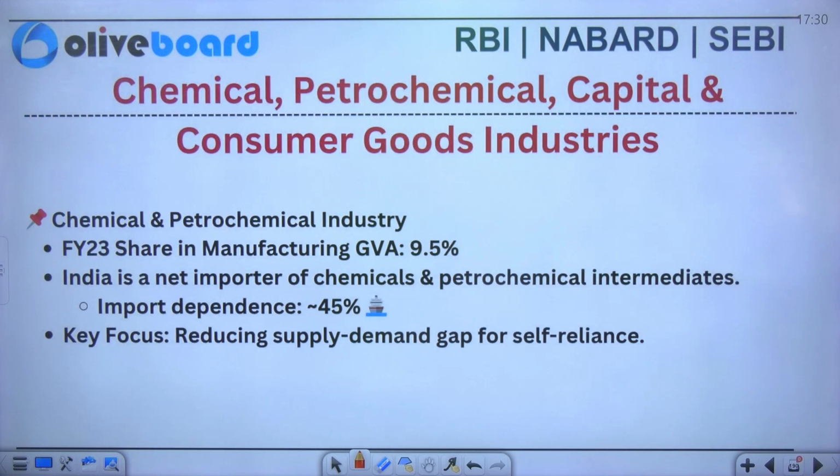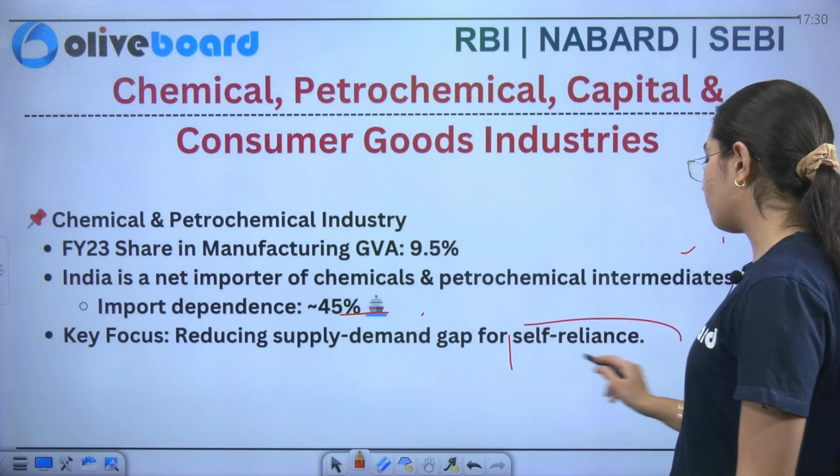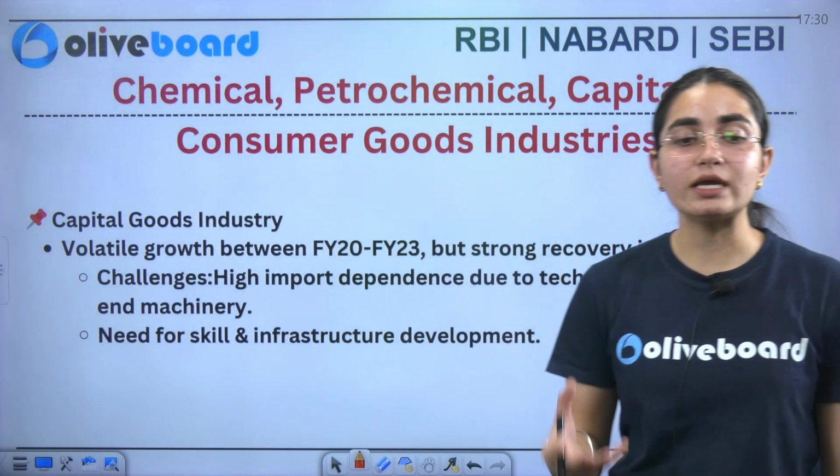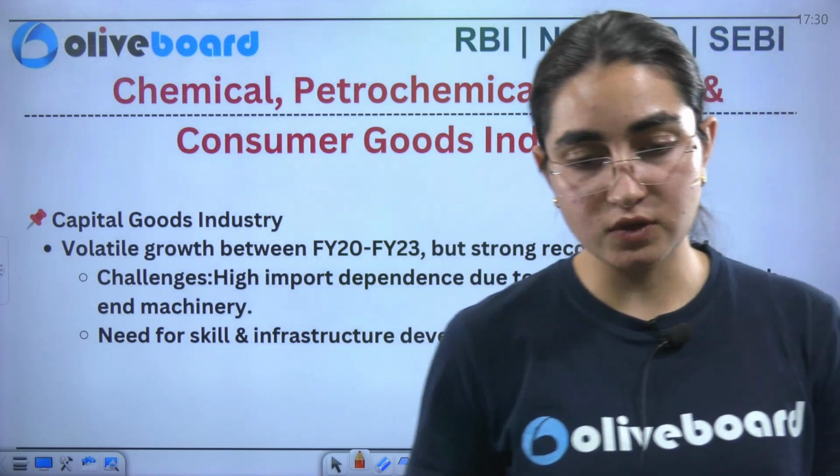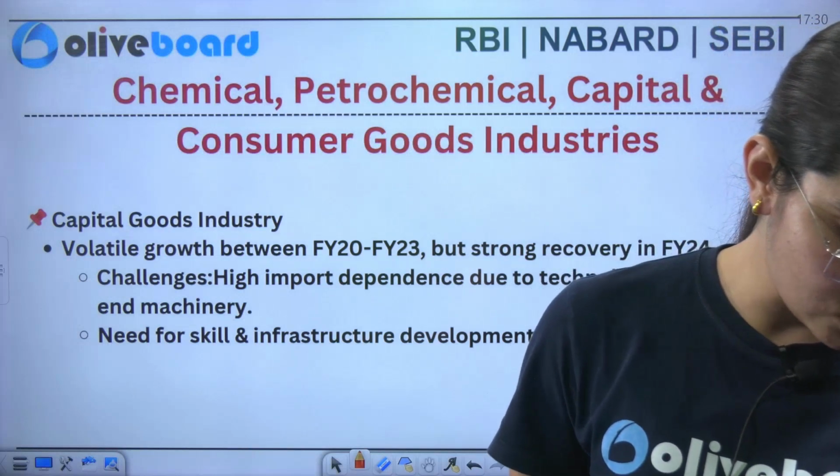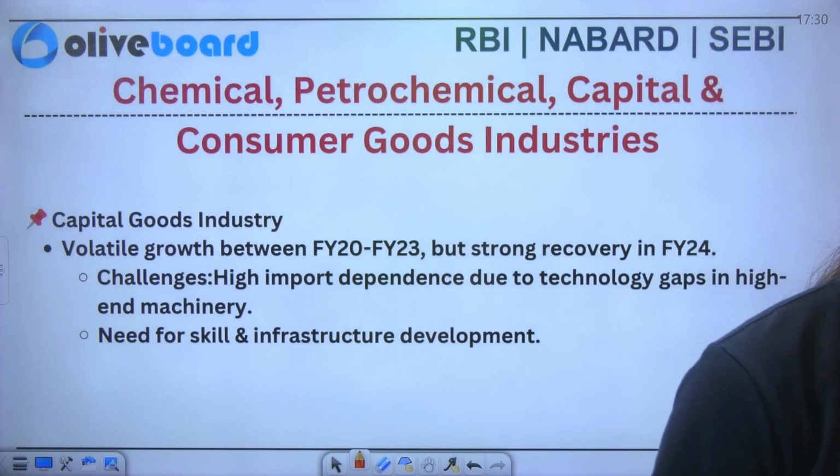Now we'll see the chemical, petrochemical, capital goods as well as the consumer goods industry. Talking about the chemical and petrochemical industry, you can see the contribution here. It is contributing 9.5%, and India is a net importer of chemicals and petrochemical intermediates. Similarly, what is the import dependency? It is just 45%. Now what are the key focus areas? Just to reduce the supply and demand gap, for self-reliance. We have to ensure that we are focusing less on imports, and whatever we are importing from the rest of the nations, we are producing in our own nation. That is what has been specifically mentioned in the survey.